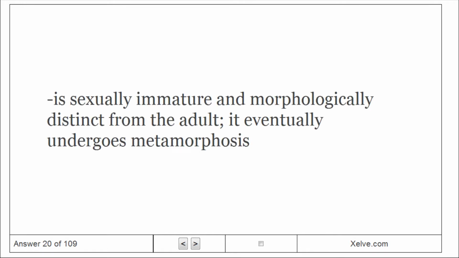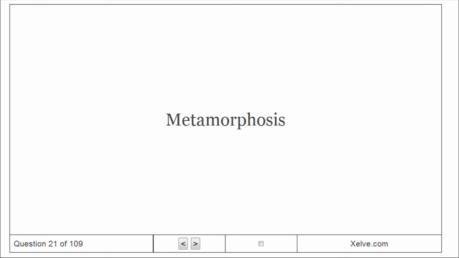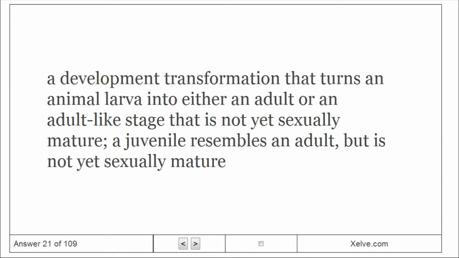is sexually immature and morphologically distinct from the adult. It eventually undergoes metamorphosis. Metamorphosis: a developmental transformation that turns an animal larva into either an adult or an adult-like stage that is not yet sexually mature. A juvenile resembles an adult but is not yet sexually mature.